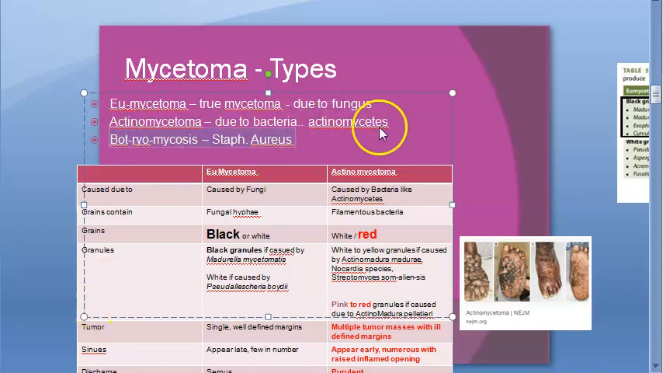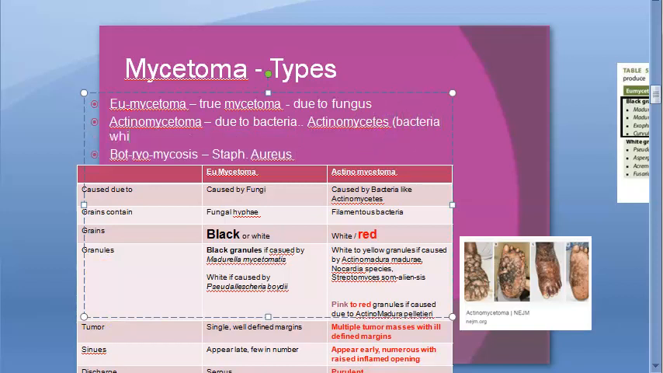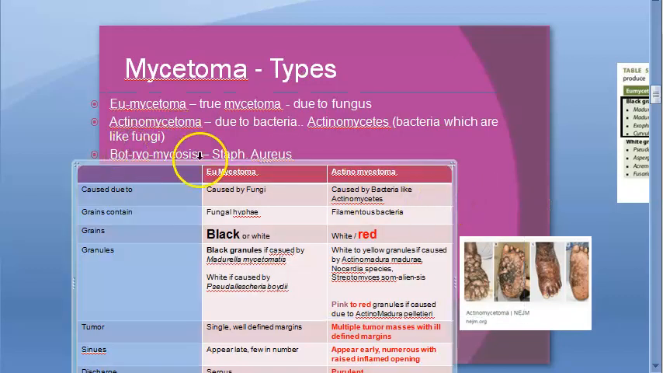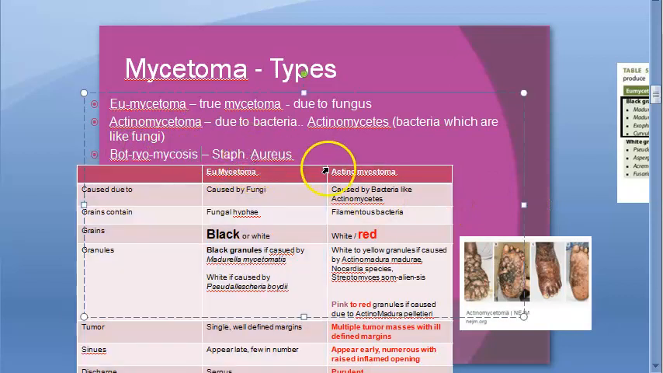What is the correct thing? Anything is fine. Just remember, these are bacteria which are like fungi. And then you have Botryomycosis, that is caused by Staph aureus.